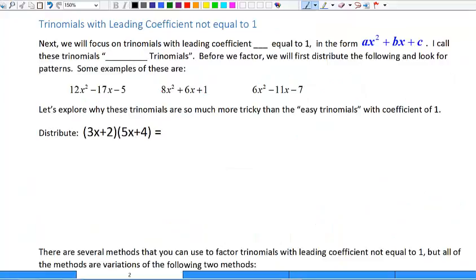Next, we will focus on trinomials with leading coefficient not equal to 1 in the form ax squared plus bx plus c.